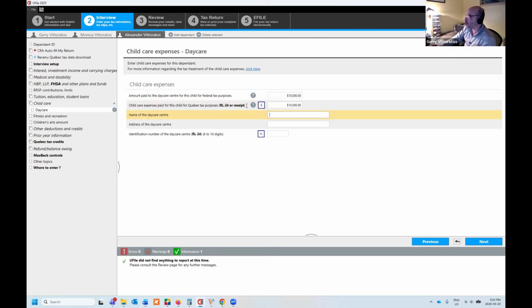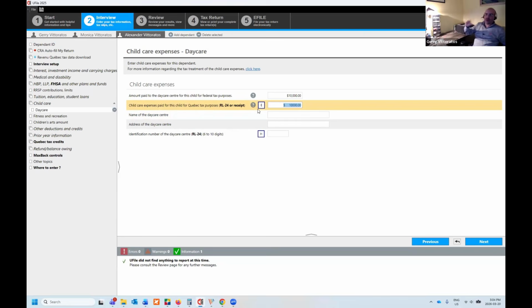Now, mind you, there are possibilities where your box C will have nothing in it, or it'll be zero. Because if the child is in a subsidized daycare by the government, or the famous $10 a day daycares, the government will not permit you to claim the tax credit. Okay. And there's a very simple reason for that. It's because they're giving it to you at such a cheap price. They're not going to allow you to double dip and claim a credit at the same time.